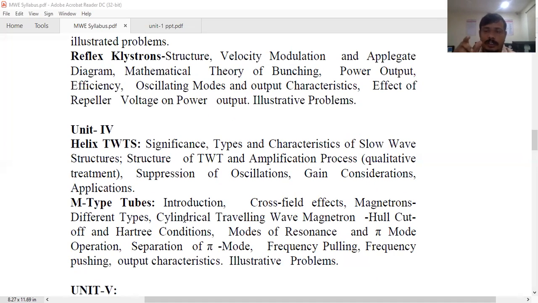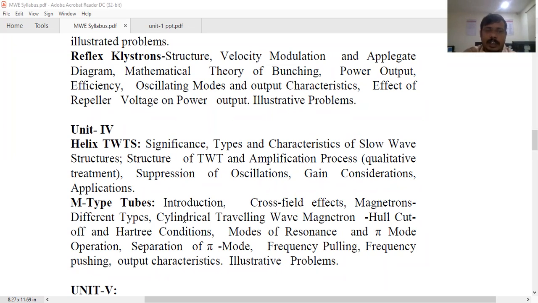In the reflex klystron, suppose there is a klystron, so there is a small gap. The velocity modulation, or the interaction of the RF signal and the microwave electron beam, happens only at a single point, at the gap of the buncher cavity. That is a drawback. To avoid that, we are using the traveling wave tube. There is a helical structure in the traveling wave tube, which means the interaction between our RF signal and electron beam happens throughout the tube.